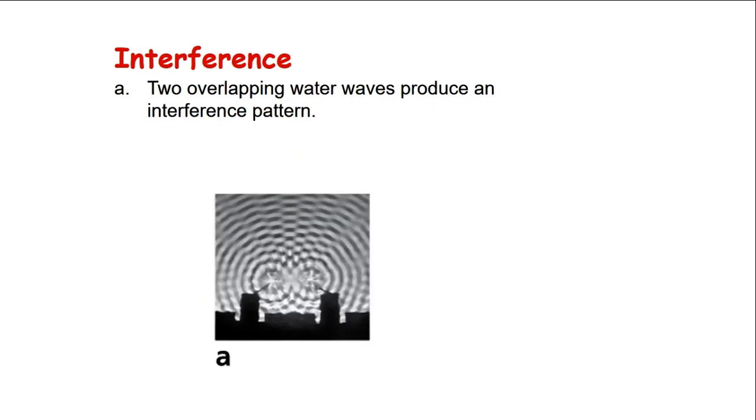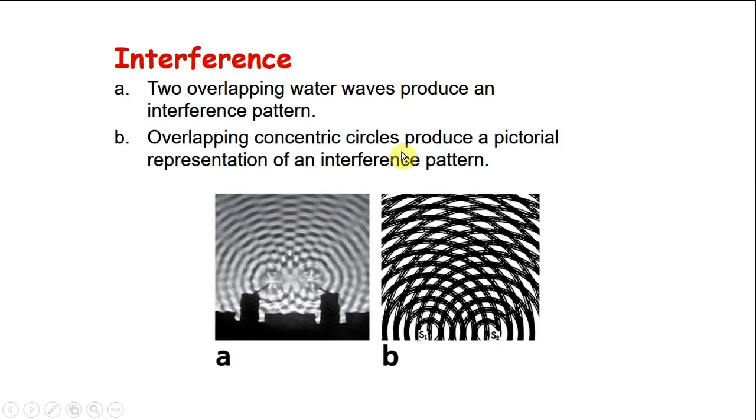That's another picture using water waves. So in part A, we see two water waves traveling, and as they overlap, they produce interference patterns, regions of constructive interference and regions of destructive interference. Part B is the same, just showing you a pictorial presentation of the interference pattern.